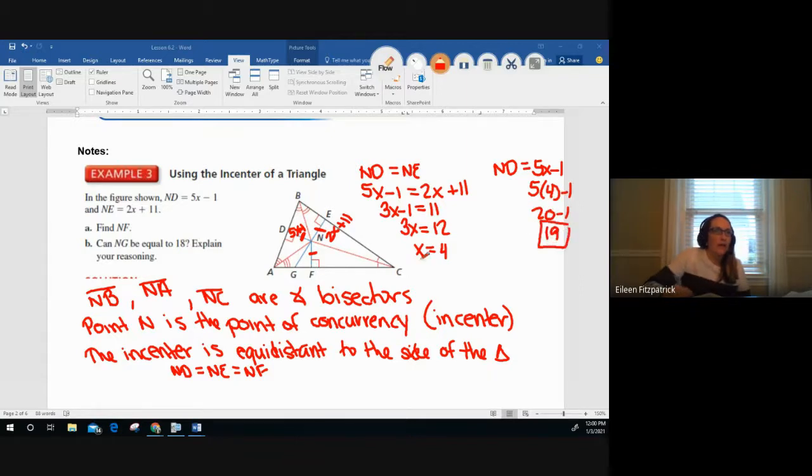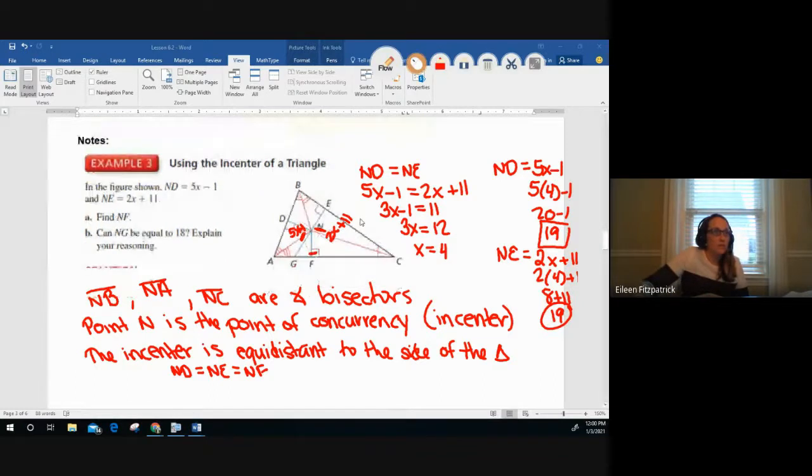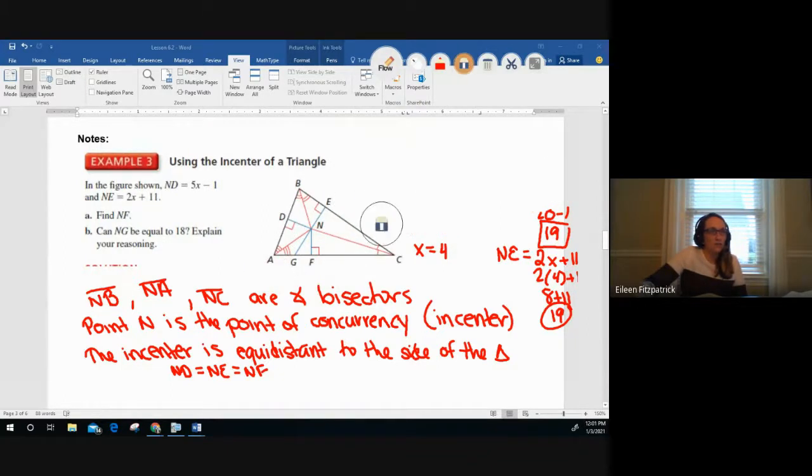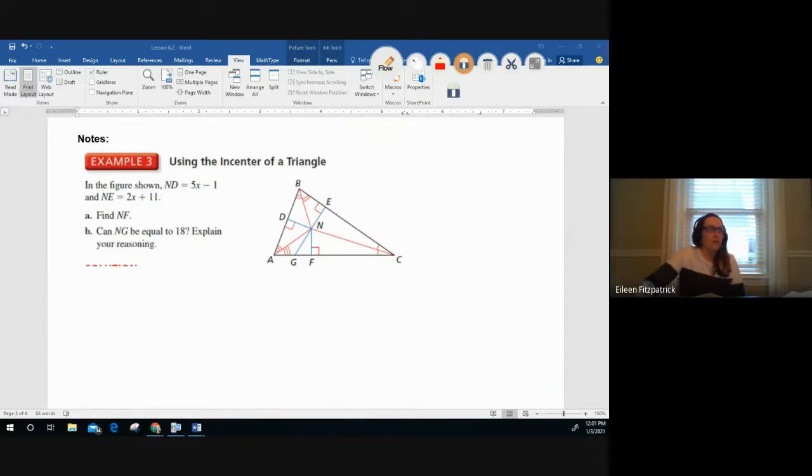ND is 19. NE should also be 19 because they're congruent. So 2 times x plus 11, 2 times 4 plus 11, 8 plus 11. It's 19. And then NF should also be equal to 19 because they're all congruent to each other. So I just found that NF is equal to 19.